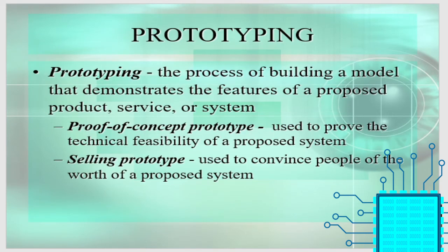Next is prototyping. In prototyping, the process of building a model that demonstrates the features of a proposed product, service, or system. Proof of concept prototype and selling prototype, these are the two kinds of prototyping. The proof of concept prototype is used to prove the technical feasibility of a proposed system and the selling prototype is used to convince the people of the worth of the proposed system.